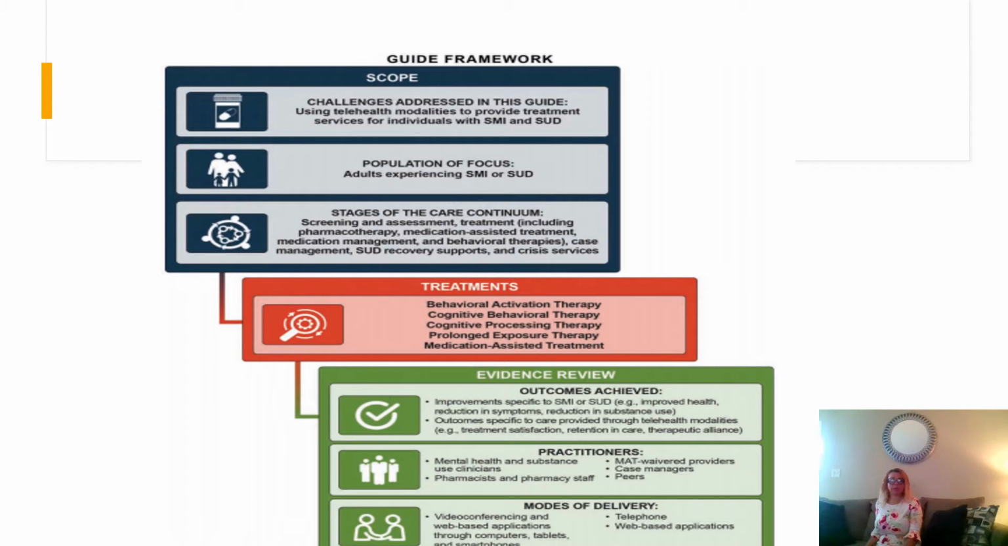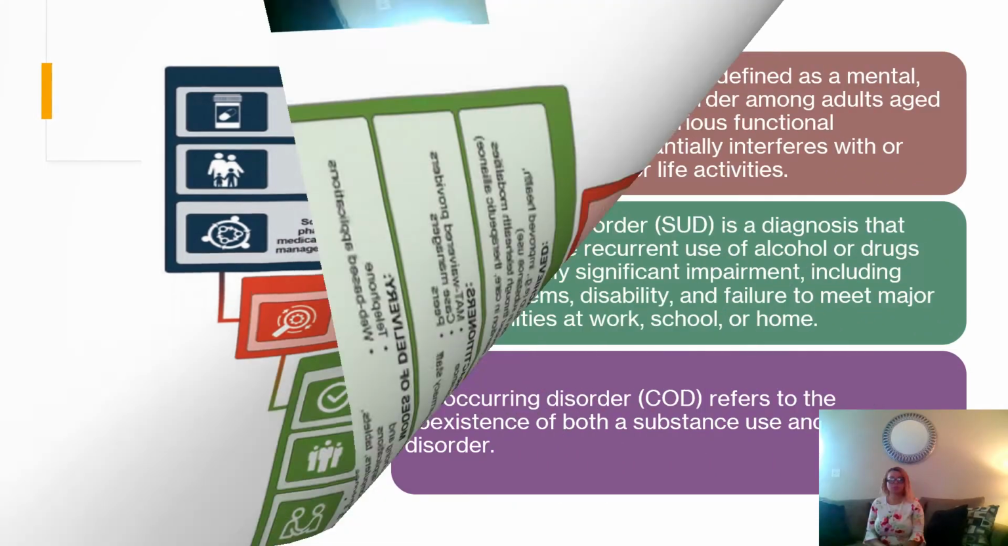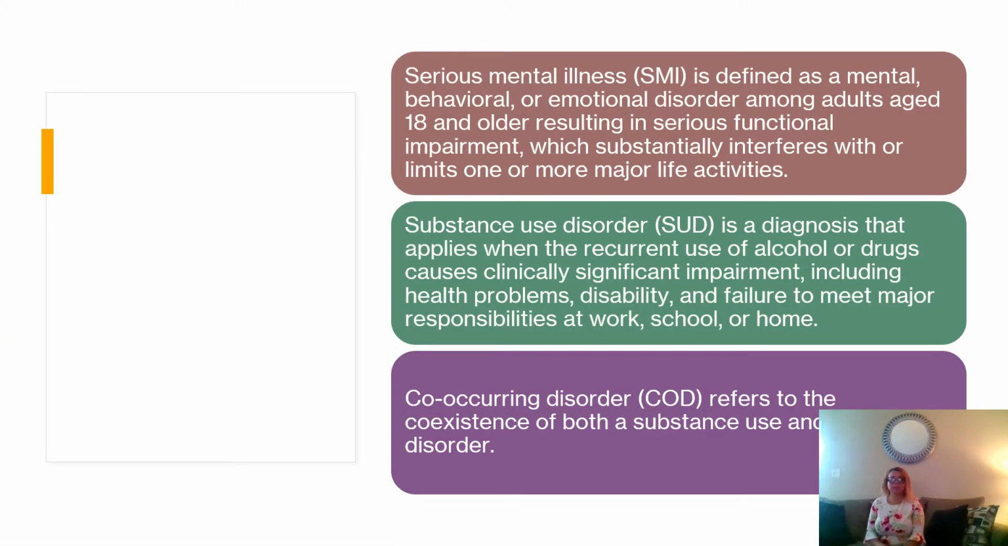Here is the guide framework. We have the scope, we have the treatments, and we have the evidence review. Serious mental illness, SMI, is defined as a mental, behavioral, or emotional disorder among adults aged 18 or older resulting in serious functional impairment, which substantially interferes with or limits one or more major life activities.